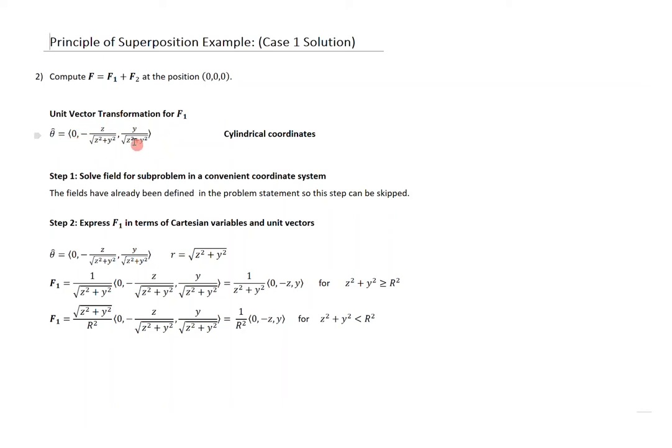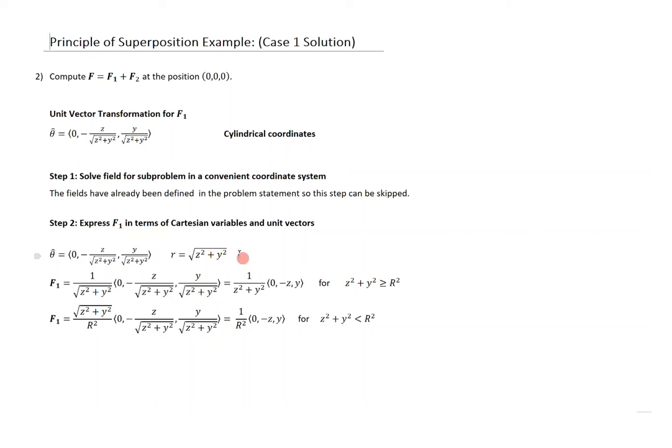All right, so the procedure would be, the first step would be to solve the field for the subproblems in a convenient coordinate system. However, in this problem, essentially we've already given you the field, so we can skip this step. Instead, we move on to step 2, which is to express the field F1, which is in cylindrical coordinates, in terms of Cartesian variables and unit vectors. And so it's just taking this information and transforming it over here. We can see that the theta hat vector has this form in Cartesian coordinates, and of course in the zy plane, r, which is the radius, will take on the value square root of z squared plus y squared.